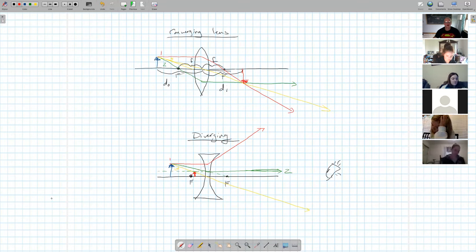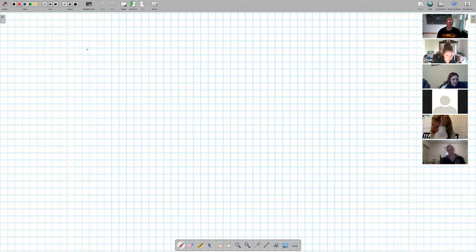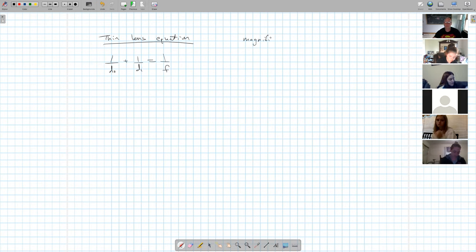Okay, so these are our ray diagrams for converging lenses and then diverging lenses. We actually want to know mathematically where these images are formed. So this is what we have, the thin lens equation. We already saw this in lab, but the thin lens equation says that 1/object distance + 1/image distance is equal to 1/focal length. And the magnification, M, is equal to, again, the image height divided by the object height, which is then equal to minus the image distance divided by the object distance.